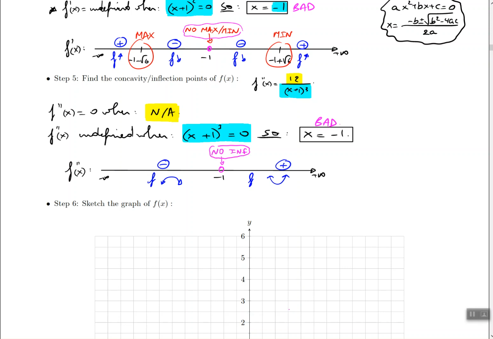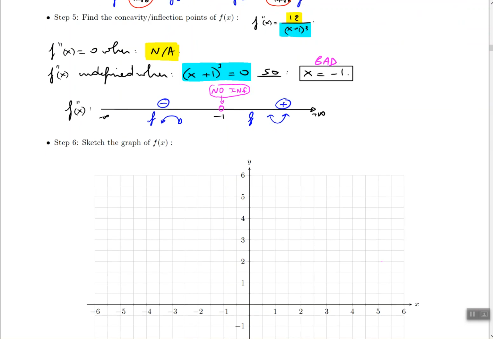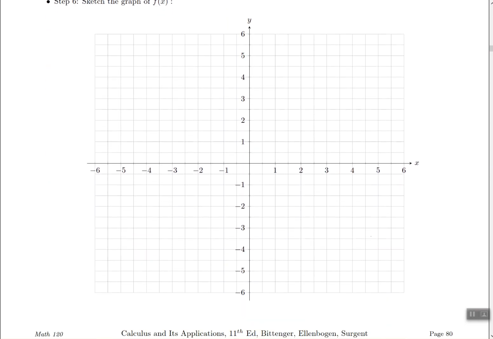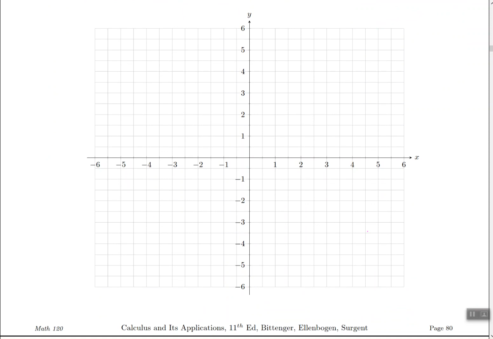Okay, now that we've done steps 1, 2, 3, 4, 5, let's go ahead and put everything together. So I'm going to start by graphing the x and y intercepts along with the asymptotes of this graph. So in the meantime, you should be doing the same thing too, please.